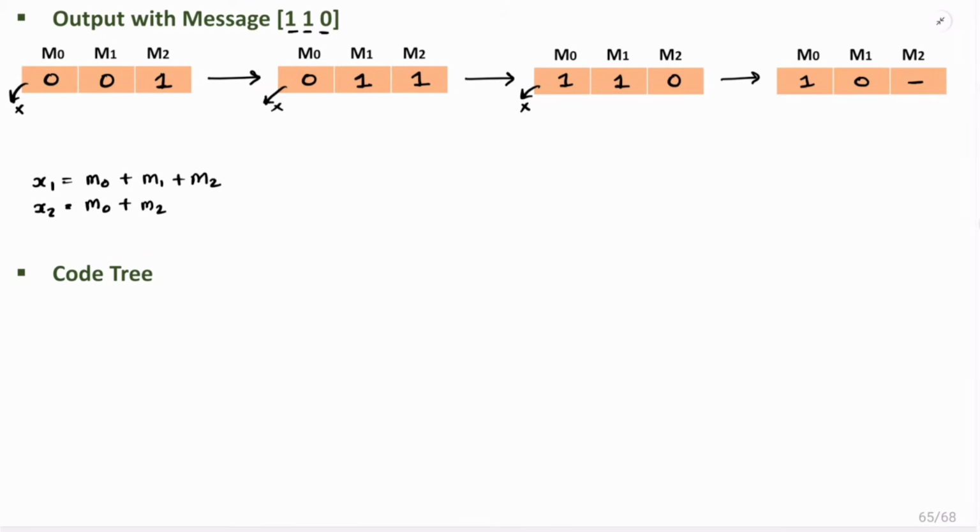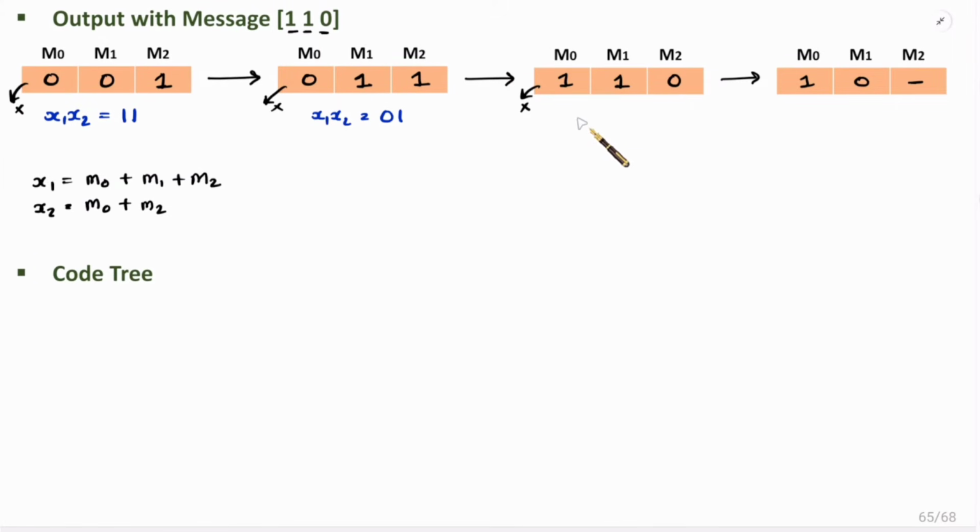Now, if you observe this data 0, 0, 1, then what will be our output here? If you talk about x1, x2, that is our output, then x1 is the addition of these 3 bits, that is 1. And x2 is the addition of M0, M2, so that is again 1. Over here, if you talk about output x1, x2, then x1 is the addition of these 3 bits. So 2 times 1 means 0. Here we are performing XOR operation, modulo 2 addition, right? And x2 is M0 plus M2, so 0 plus 1 is 1.